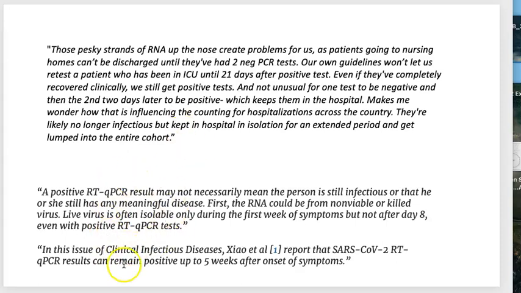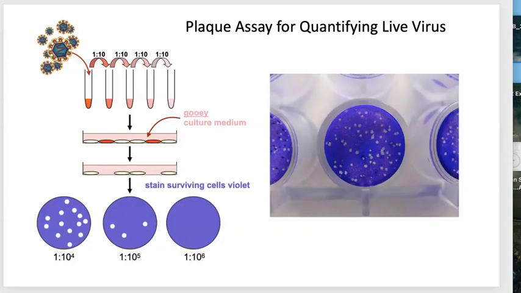And here are some quotes from various papers. This individual says, qPCR results can remain positive for up to 5 weeks after the onset of symptoms. So again, individuals just keep testing positive because their body keeps producing or sloughing bits of potentially non-viable virus. This is another quote: the RNA could be from non-viable or killed virus. Live virus is often isolable only during the first week of symptoms, but not after day 8, even with positive RT-qPCR results. So, one way to circumvent this is to come up with a live virus quantification assay.